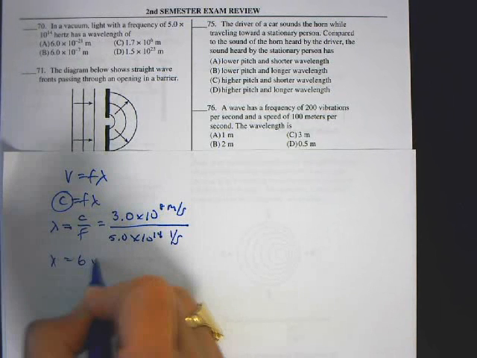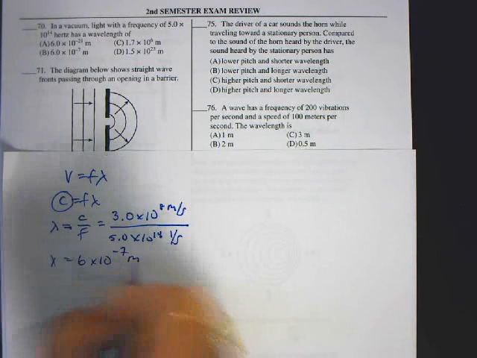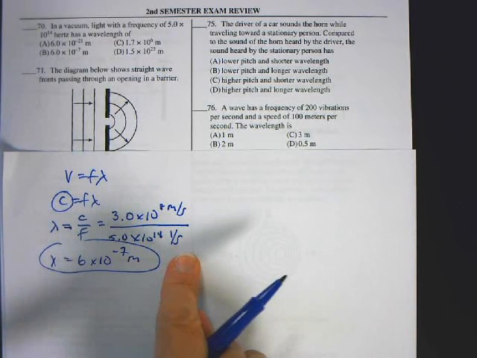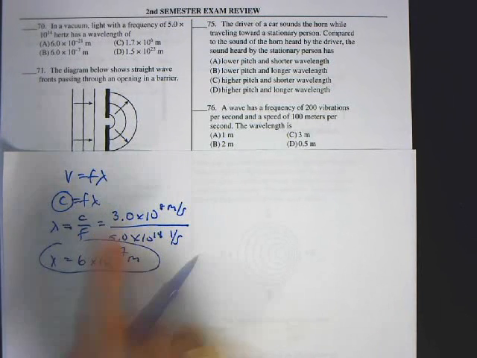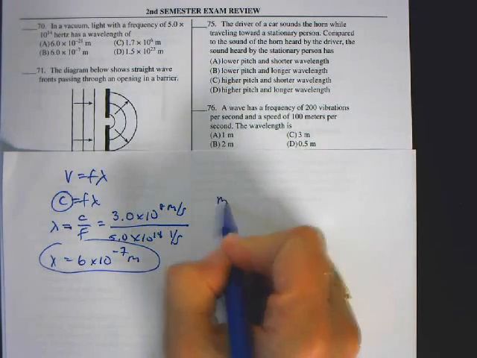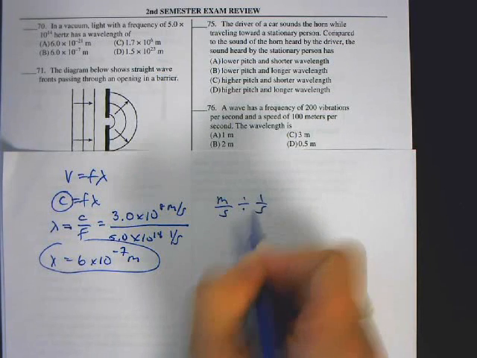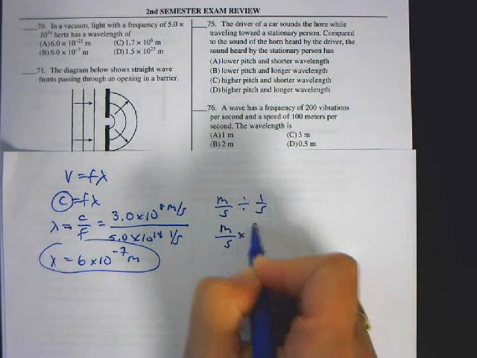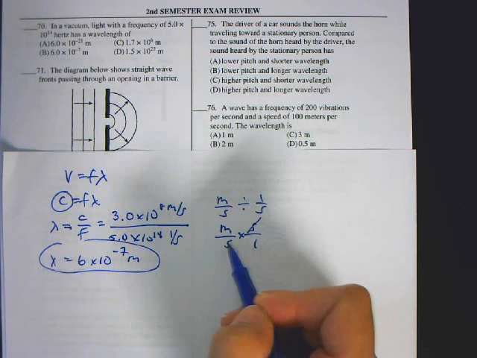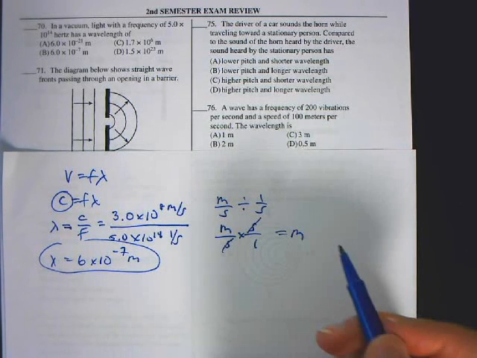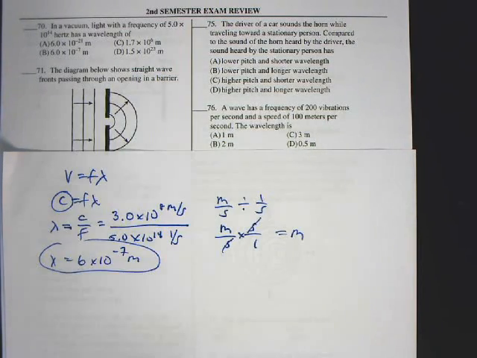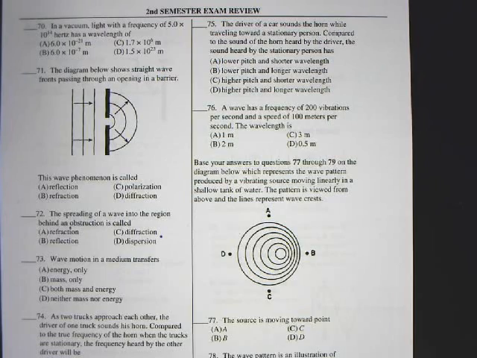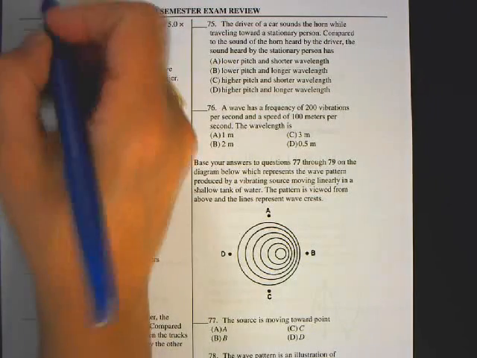But remember, you're going to have time during the exam to go back and check your work. So you don't want to make a silly algebra mistake. This is the type of thing where people make a mistake. So remember, a meter per second divided by 1 over a second is a meter per second times a second over 1. So my seconds cancel, so I end up with meters, which is the correct unit for what we're looking for. So the answer there was B.